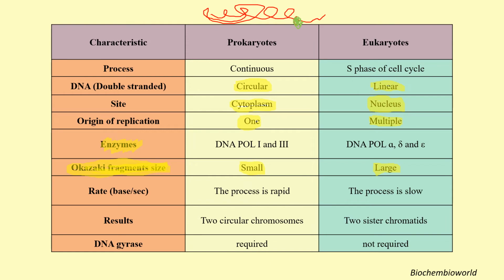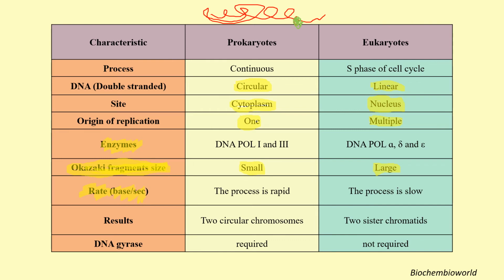Okay, what is the rate? Rate means how many bases are added per second. In prokaryotes, the rate is very rapid, approximately 2000 bases per second. Whereas in eukaryotes, the process is relatively slower, usually 100 bases per second.